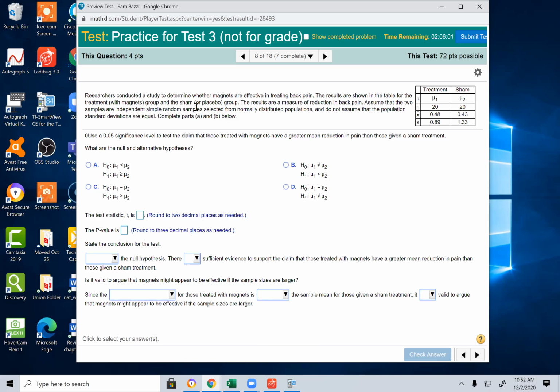Well, first of all, use 0.05 level of significance to test the claim that those treated with magnets have a greater mean reduction in pain than those given a sham treatment. So greater mean, it's gonna be right here. Now guys, you wonder why this is not less than or equal to, because I got this from a different book, I believe. So it's okay, just select the proper alternative sign and this is gonna work.